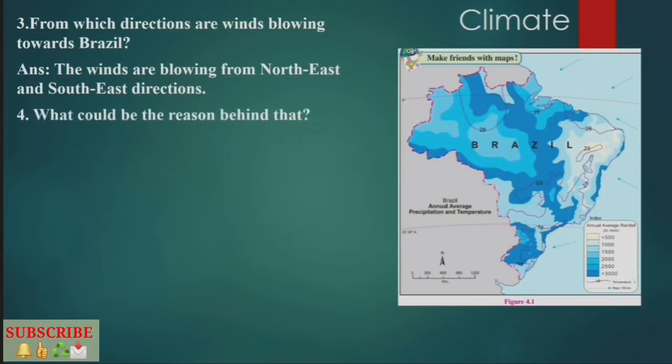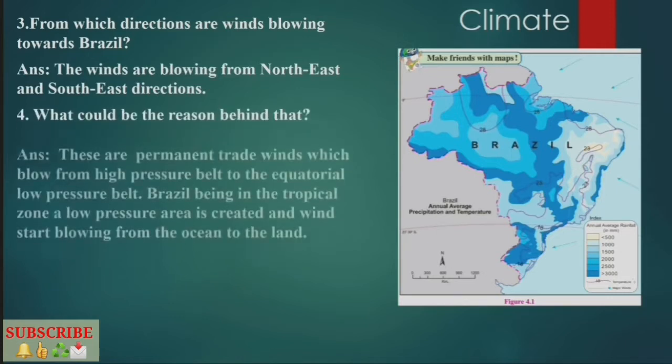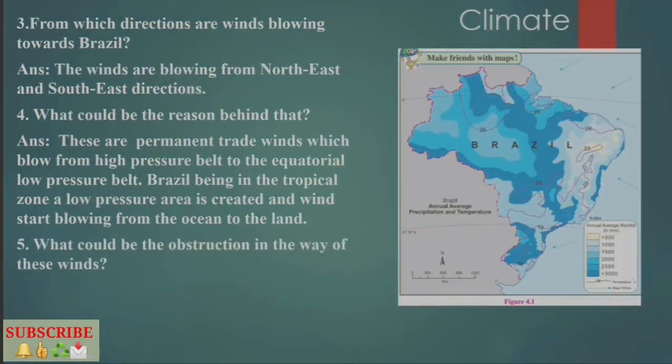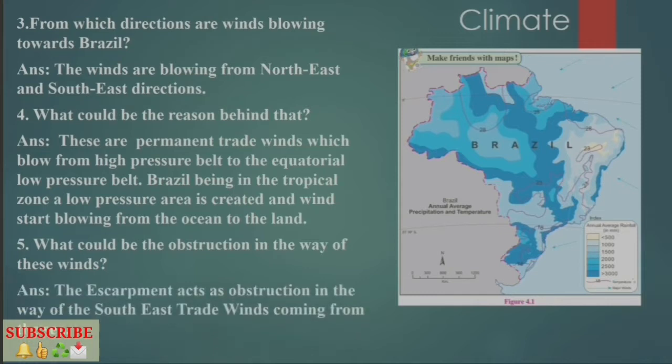Fourth question, what could be the reason behind that? The answer is, these are permanent trade winds which blow from high pressure belt to the equatorial low pressure belt. Brazil being in the tropical zone, a low pressure area is created and winds start blowing from the ocean to the land. Fifth, what could be the obstruction in the way of these winds? The answer is, the Great Escarpments act as obstruction in the way of southeast trade winds coming from the sea.